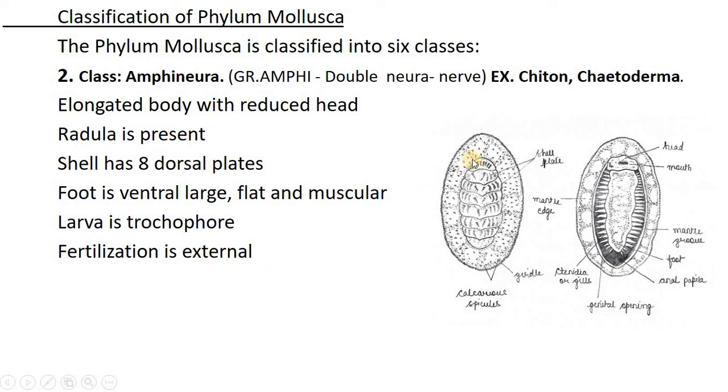Fertilization is external. Now that's what I was talking about, the symmetry or the orientation of this animal. Where the head is, that belongs to the anterior. Where the anus is, that belongs to the posterior. These are the lateral, and of course this is the dorsal and this is the ventral view. So a particular type of orientation is there in the Phylum Mollusca, maybe because of torsion or the symmetry of some animals, and it is found in the members of Phylum Mollusca.